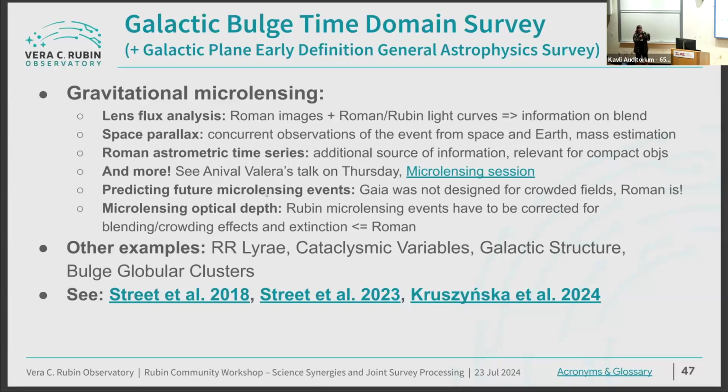There are also other examples that work both in the bulge and in the galactic plane. It depends on whether or not we get one or more epochs in the galactic plane. There are variable stars which need to be corrected for extinction. They benefit from having full SED observations across a wide spectrum of wavelengths. There are cataclysmic variables which need SEDs. And there's the galactic structure measurement, where you need to correct for crowding, for extinction and other things.